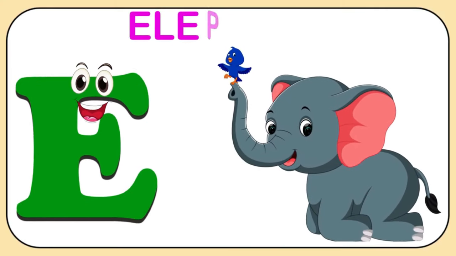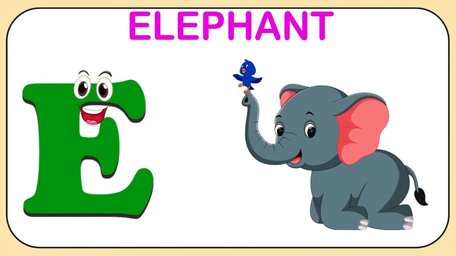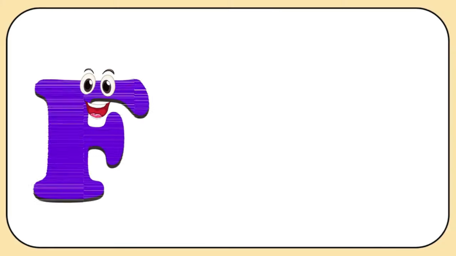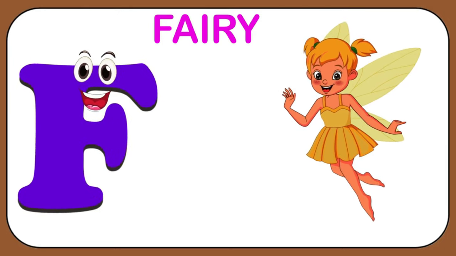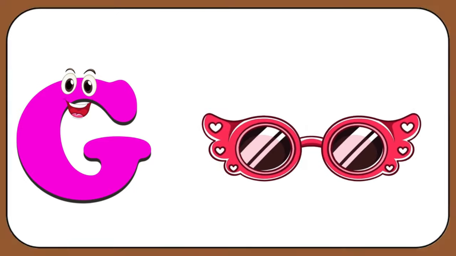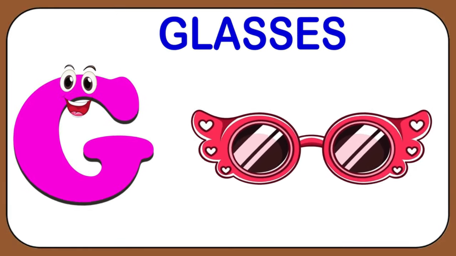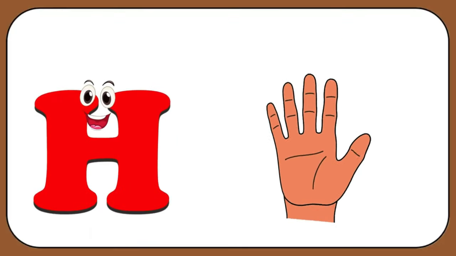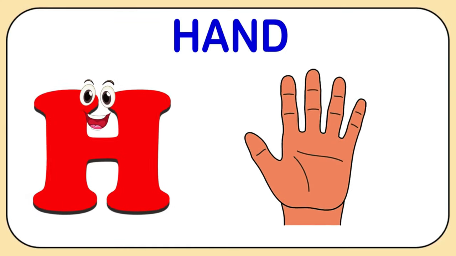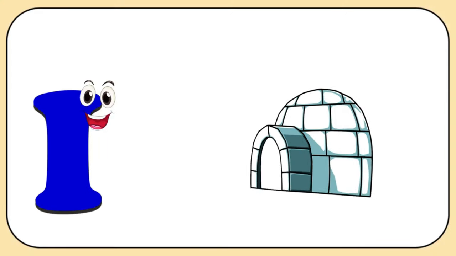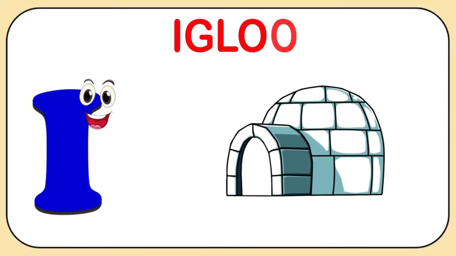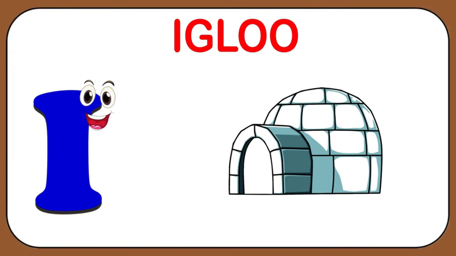E is for elephant. E, e, elephant. F is for fairy. F, fairy. G is for glasses. G, g, glasses. H is for hand. H, h, hand. I is for igloo. I, I, igloo.